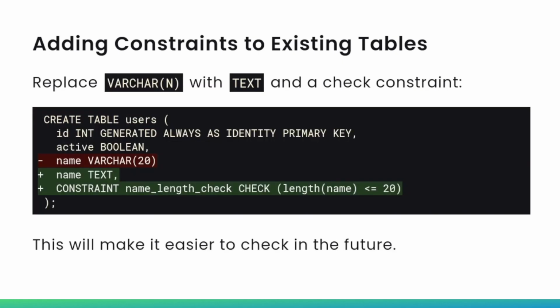So check this out. Instead of using varchar 20 for the name, we use name as a text type, unrestricted text, and add a check constraint to make sure that the length is less than 20. In this way, if in the future we decide to make the check constraint bigger or smaller, it will be easier using the approach we just saw.